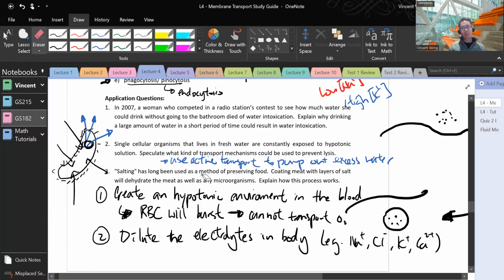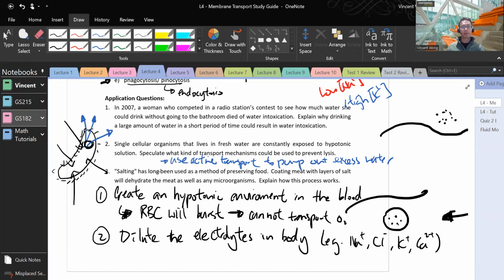Salting has long been used as a method of preserving food. Coating meat with layers of salt will dehydrate the meat as well as any microorganism. Explain how this process works. It's pretty self-explanatory. If you put a lot of salt, it sucks out all the water from the cell. And if you have any microorganism on the meat, they will get dehydrated and die. And when you don't have any microorganism, then the food will not go bad. And so before refrigeration was invented, salting was the primary way of preserving food over long periods of time.